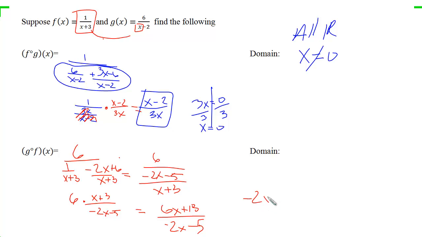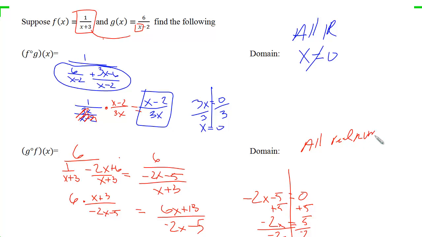So I have negative 2x minus 5. When will that equal 0? Divide by the negative 2. And all real numbers, except x cannot equal negative 5/2.